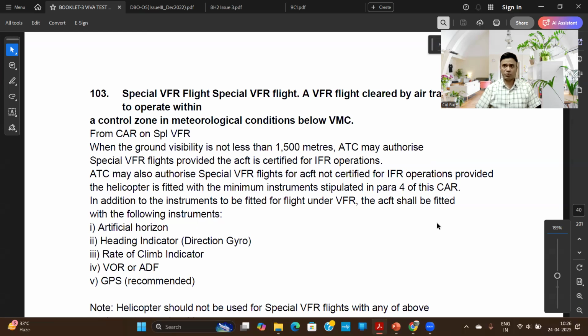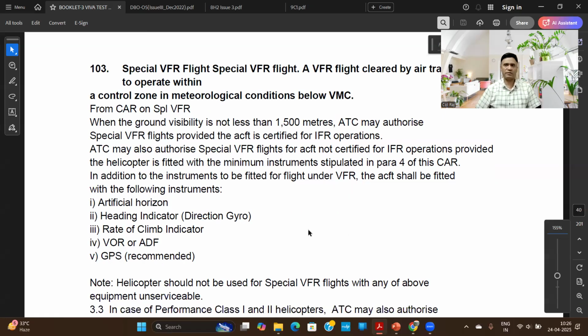If en route visibility is much poorer than that, then you are responsible for that. Okay, remember, do not just take off with 1.5 kilometers visibility and not check the en route visibility. After you are out of the control zone, the ATC is not responsible. So what all is required? Now aircraft which are certified IR, they are fine. Those which are not certified IR have to have an artificial horizon, directional gyro, rate of climb indicator, a VOR or an ADF.